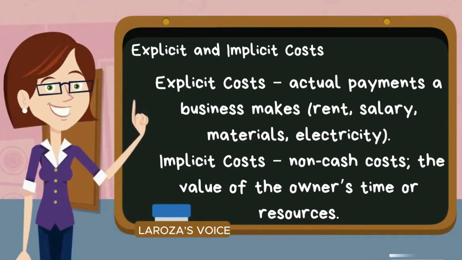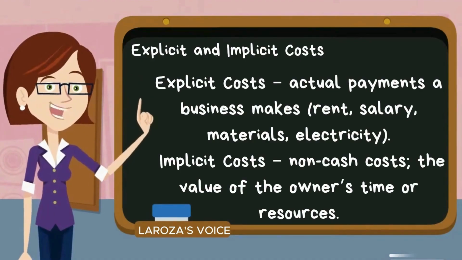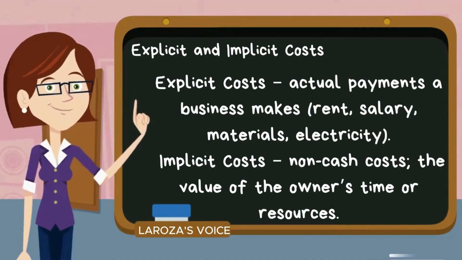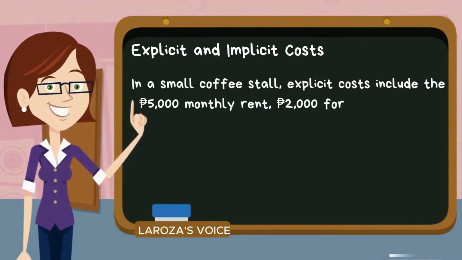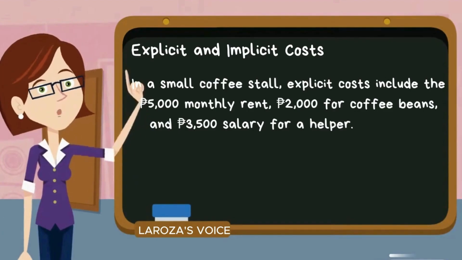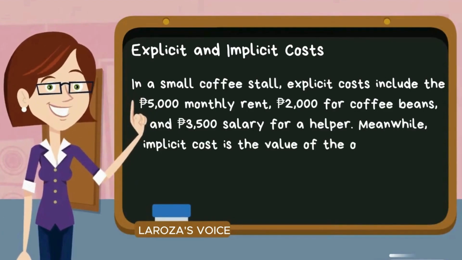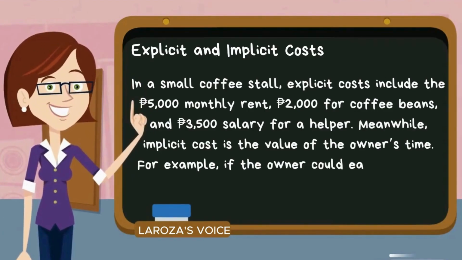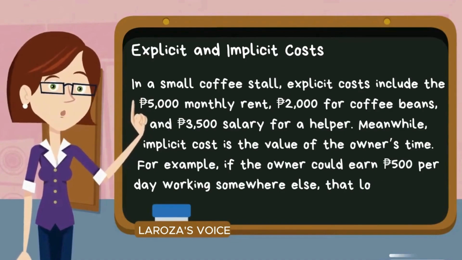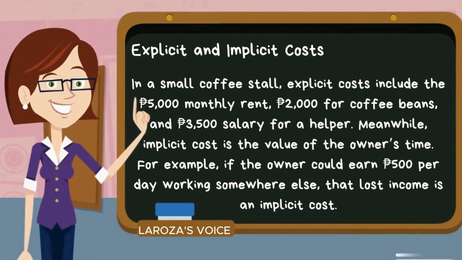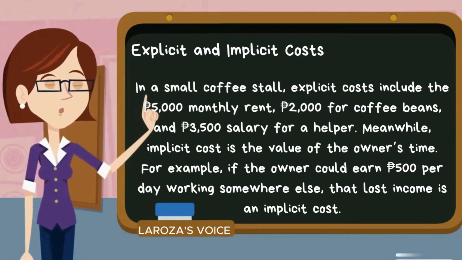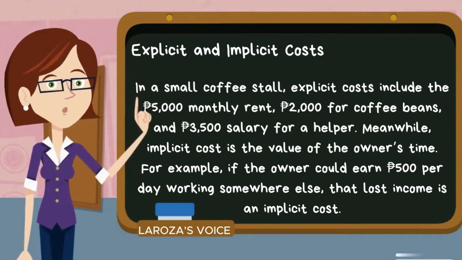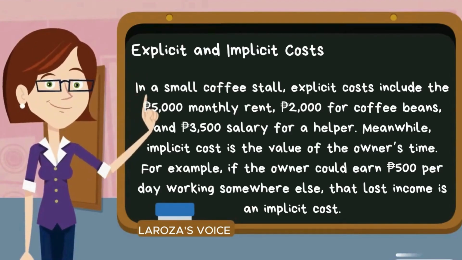On the other hand, implicit cost kay hidden or indirect gasto. Dili nimo mabayaran in cash pero naa'y opportunity cost nga invoice. Like for example, in a small coffee stall, explicit costs include the 5,000 monthly rent, 2,000 for coffee beans, and 3,500 salary for a helper. Meanwhile, implicit cost is the value of the owner's time. For example, if the owner could earn 500,000 per day working somewhere else, the lost income is an implicit cost.